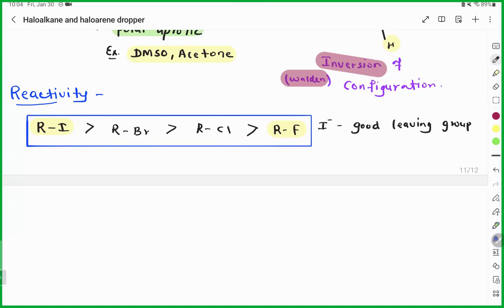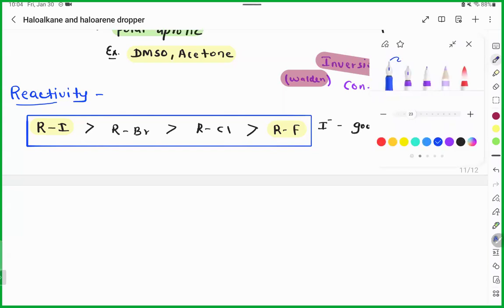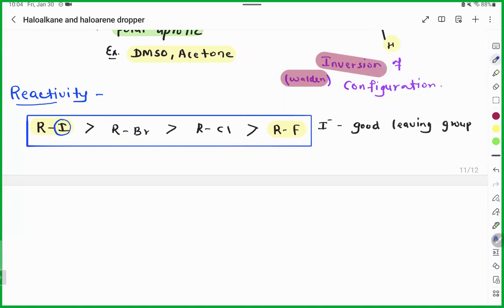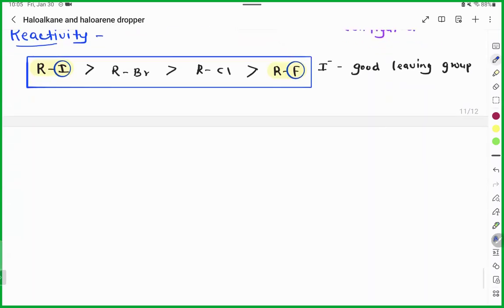Like the husband is fat and the wife is fit, and they don't have good bonding because of the diet difference. The wife likes a healthy diet, but the husband likes any random stuff. So in that case, if there is a big size difference, it can easily leave. In this case, iodine is very big, but fluorine's size is small, so it won't leave. Got it?